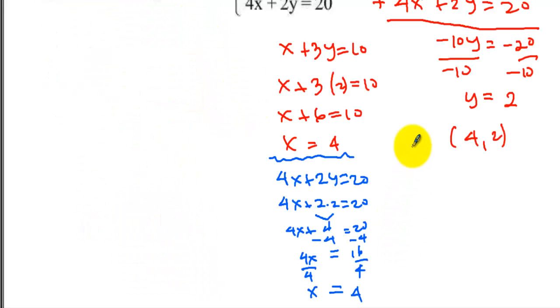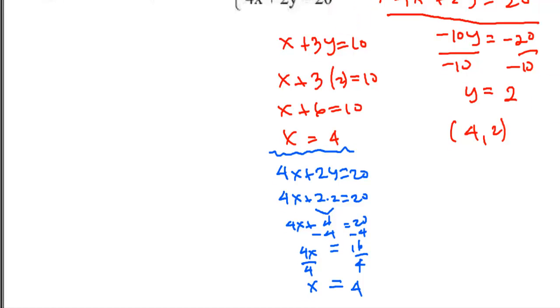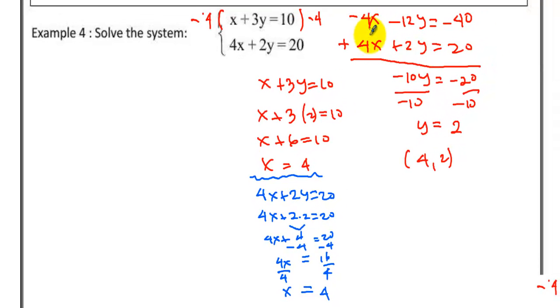So again, it does not really matter. As long as you have a value for one of the variables, you can now use any of the equations. Alright, so in this method, we're able to eliminate first the x variable. Now, it's also possible that we eliminate the y variable first. So let me copy this.